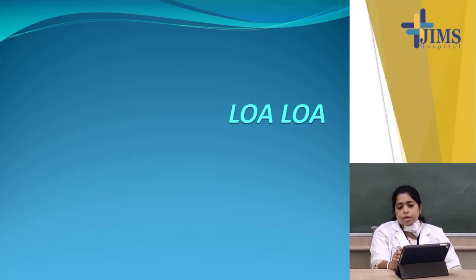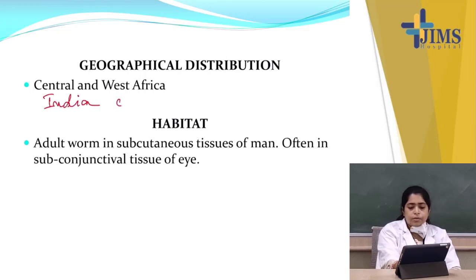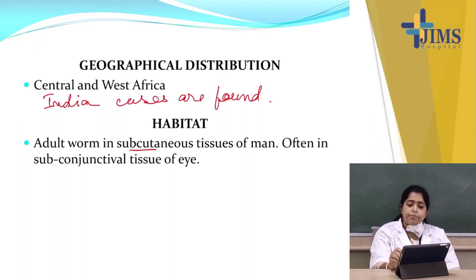Now let us come to another topic, that is Loa loa. The geographical distribution of Loa loa is Central and West Africa, but in India also cases are found. Now the habitat: the adult worms are found in the subcutaneous tissues of man, often in the subconjunctival tissues of the eye. So it is very important. They have a predilection for the eyes, and they are found in the subconjunctival tissues of the eyes.